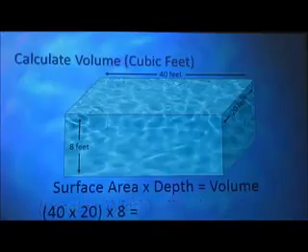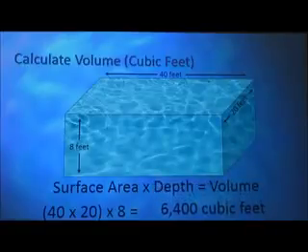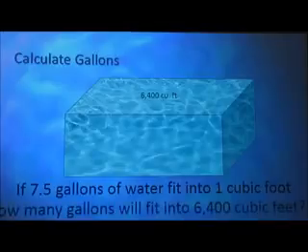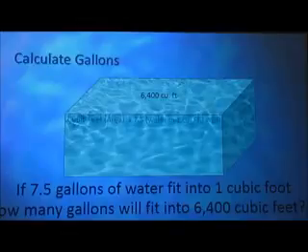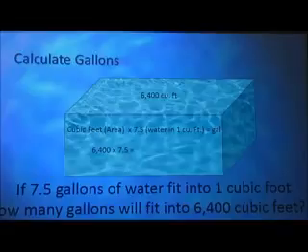So in this 40 by 20 pool, if it was 8 foot deep, we would multiply 40 by 20 by 8, and that would give us 6,400 cubic feet. If 7.5 gallons of water fits into 1 cubic foot, how much water would fit into 6,400 cubic feet? Cubic feet times 7.5 equals gallons. 6,400 times 7.5 equals 48,000 gallons of water.